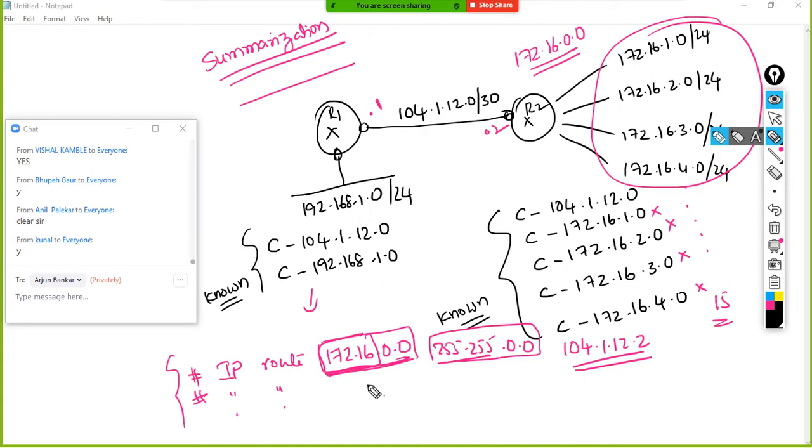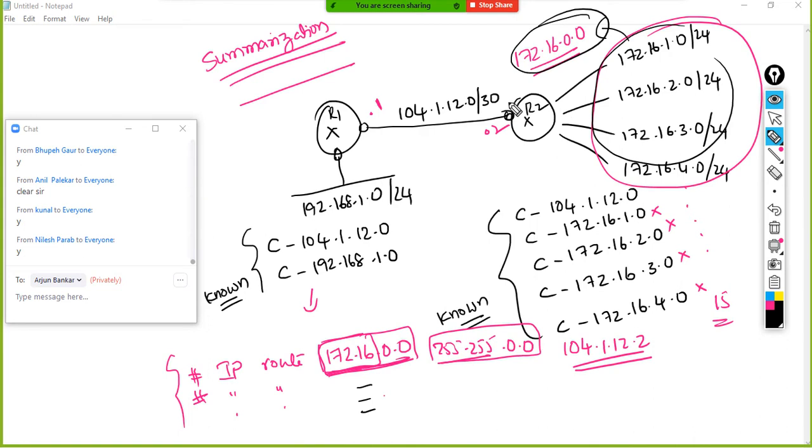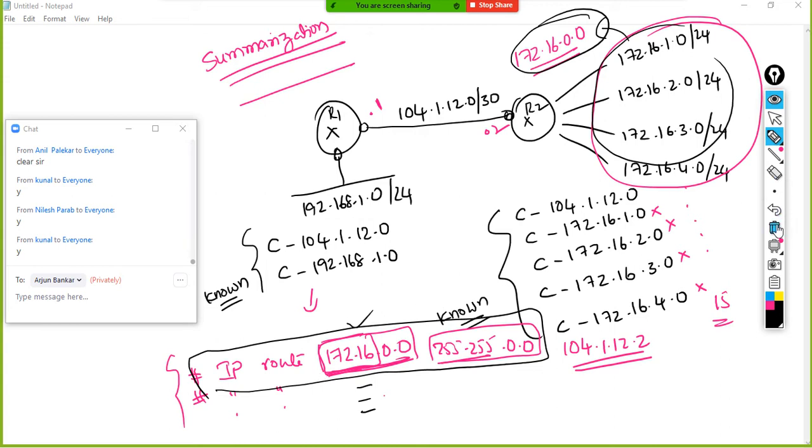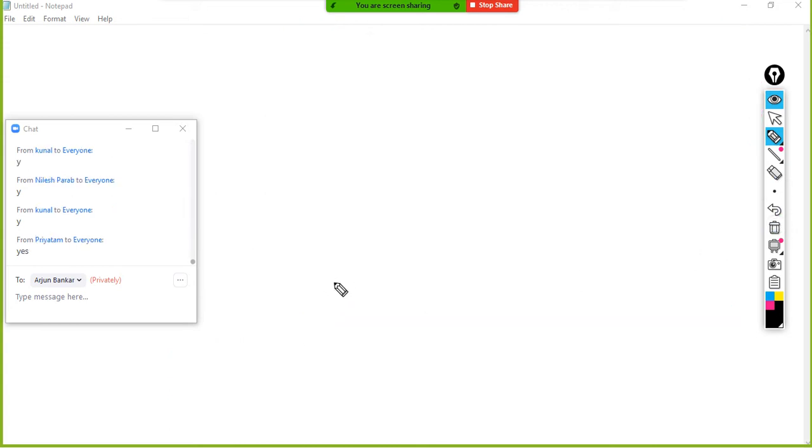So what I'm trying to say, instead of writing 4 routes, you need to understand that all these 4 subnetworks fall under 172.16.0.0, which is the major network. So simply you can write IP route 172.16.0.0. That's it. We can write a single route. Is it clear, everybody? Understand or not? Good. Then second thing, guys, I just want to try to explain something. Try to understand this.